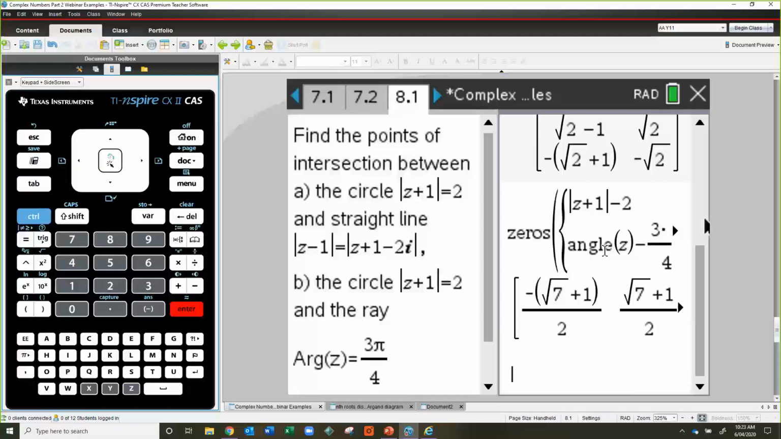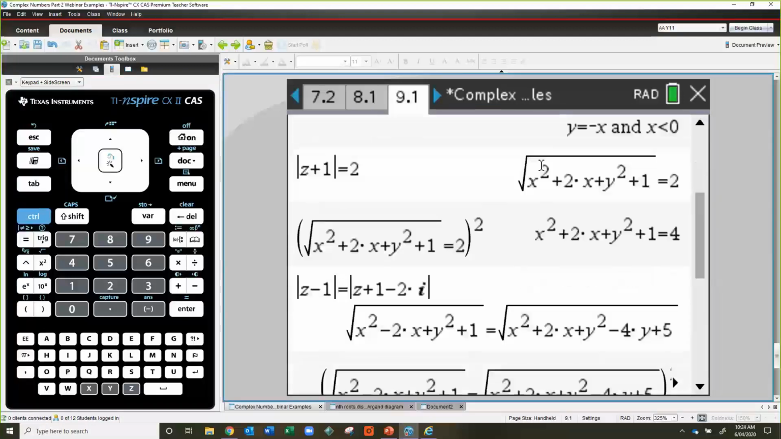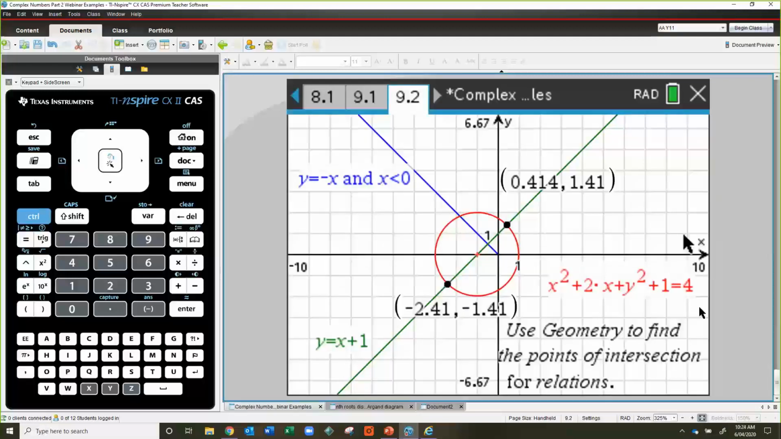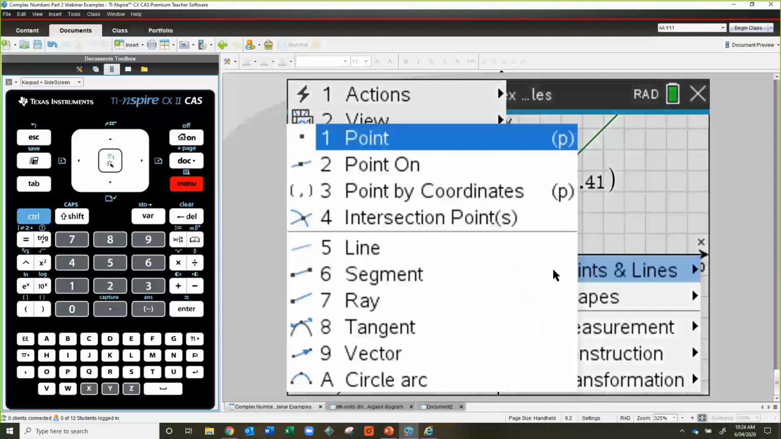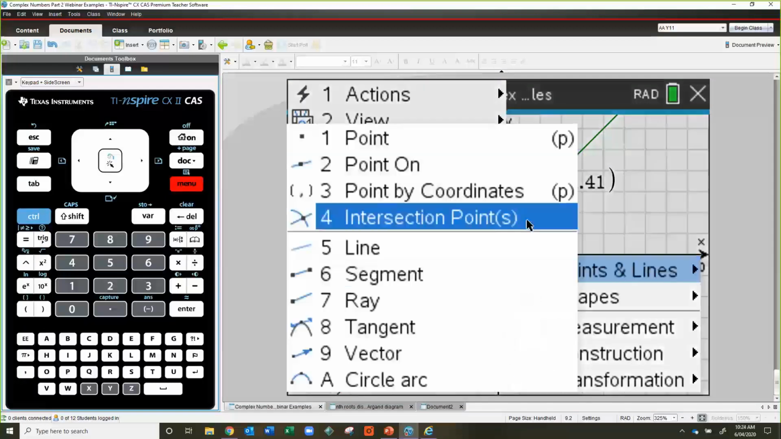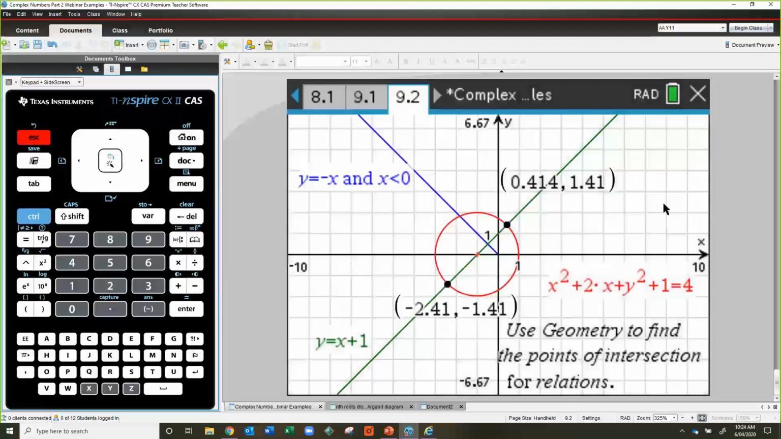I have done the Cartesian equations of those and drawn it here. So that's our circle, that's the perpendicular bisector and the ray. If you are to find the point of intersection as decimal values, you would need to use menu, geometry, and intersection points for relation. Analyze graph does not work for relations. It only works for functions.